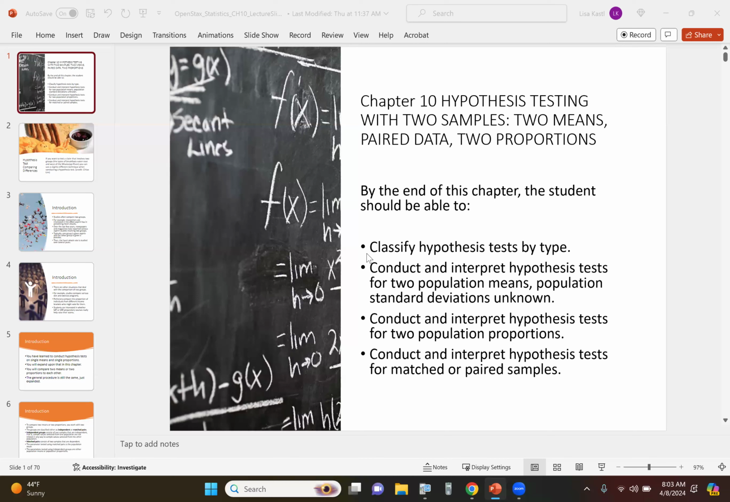All right, so today we're going to start our discussion of comparing two different sample groups and comparing two different populations. So we're going to be looking at two populations, taking samples from each population and then comparing them.